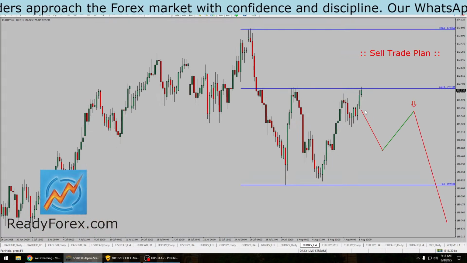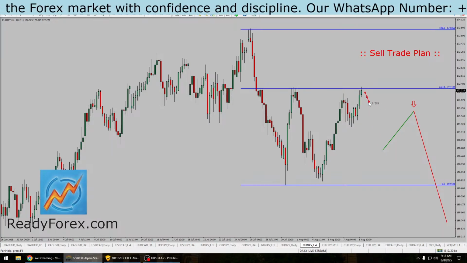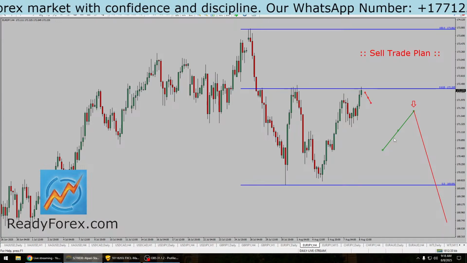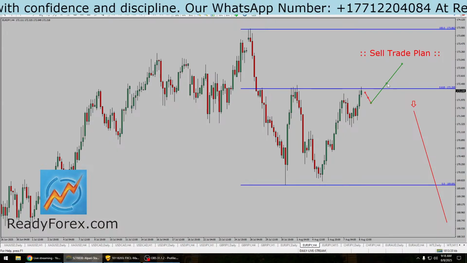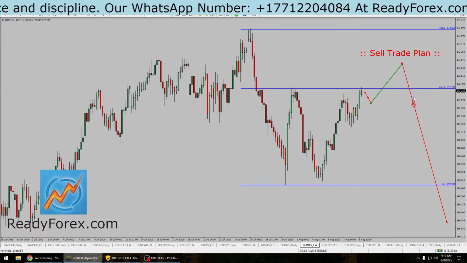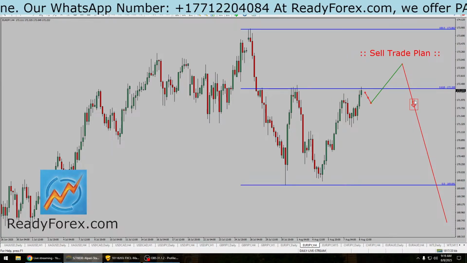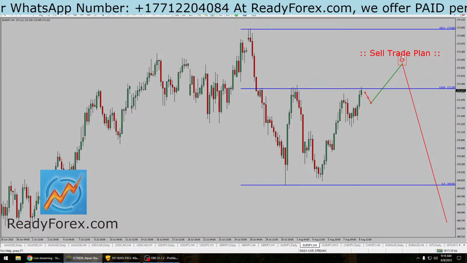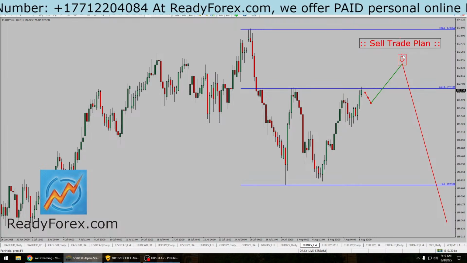So maybe on a short-term basis, you might get a drop like this. But the way I see, market is probably going to rise up more before we actually get a top in euro versus Japanese yen currency pair. Okay. And if someone is looking for a sell, the sell trade plan is right up there.